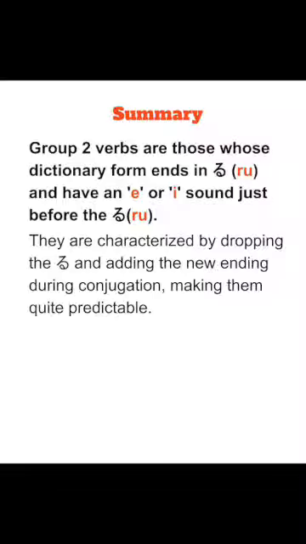Summary: Group 2 verbs are those whose dictionary form ends in ru, or have an e or i sound just before the ru. They are characterized by dropping the ru and adding the new ending during conjugation, making them quite predictable.